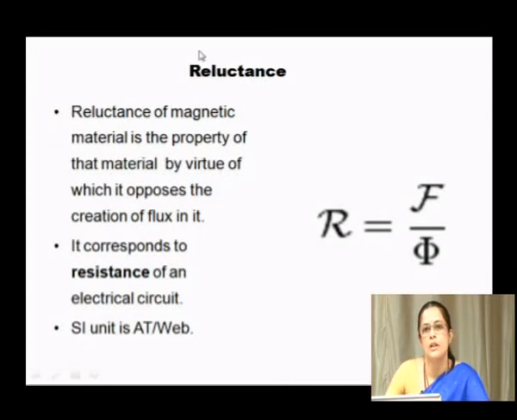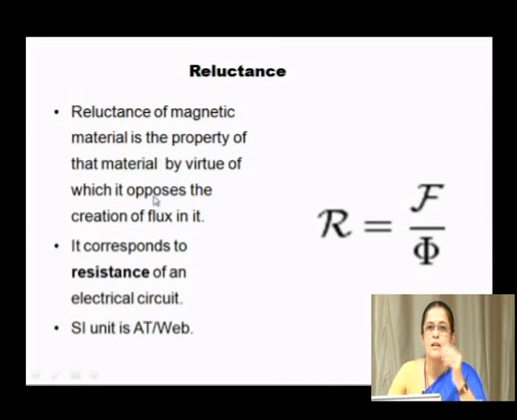Next, we will move to the definition of reluctance. Now, what do we understand just by the simple English word reluctant? Reluctant means hesitant. You are hesitant, you do not want to allow. It implies a meaning like that. Now, applying the same thing here, reluctance of a magnetic material is the property of that material by virtue of which it opposes the creation of flux in it.